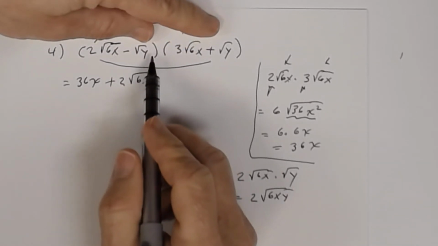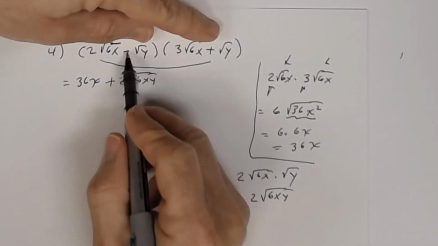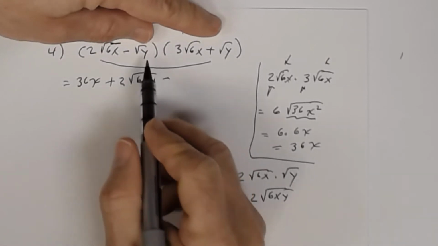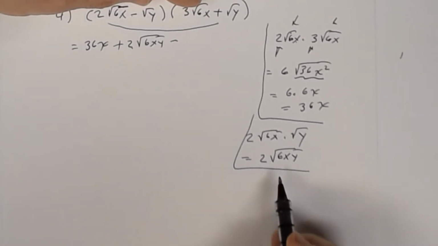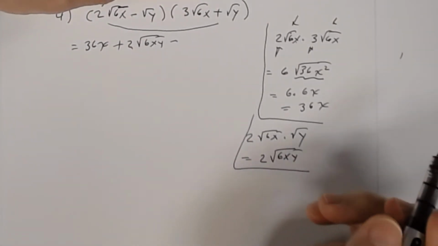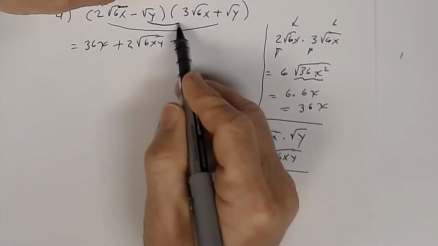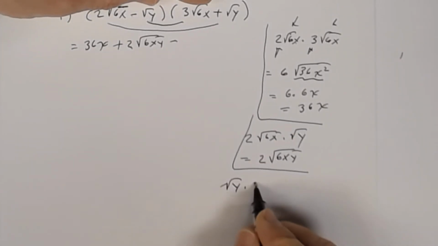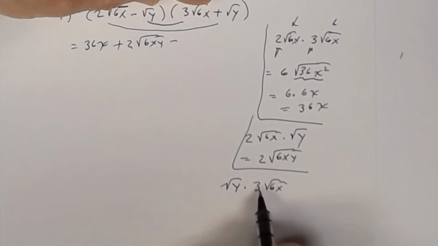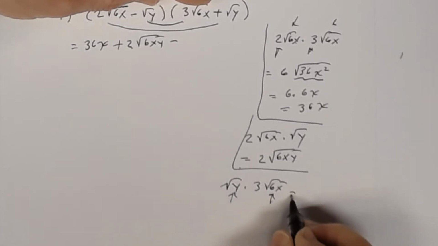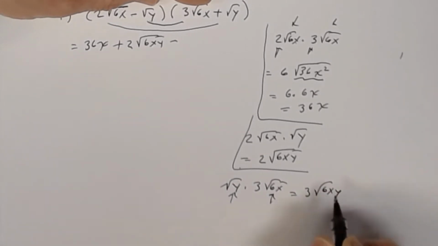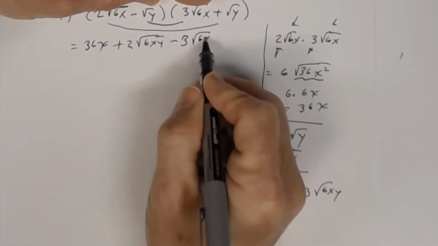The inner, if you look at the inner, you have, first of all, a negative times a positive is a negative, so we'll be subtracting. All right, let's go ahead and write that out. So when I write that out, remember we're looking at the inner now. So you have the square root of y times 3 square root of 6x. So by the product property for radicals, I know that the square root of y times the square root of 6x is going to become the square root of 6xy. So this becomes 3 square root of 6xy. So that's this, 3 square root of 6xy.